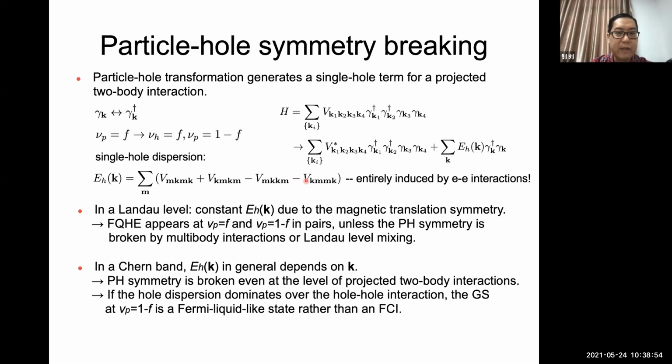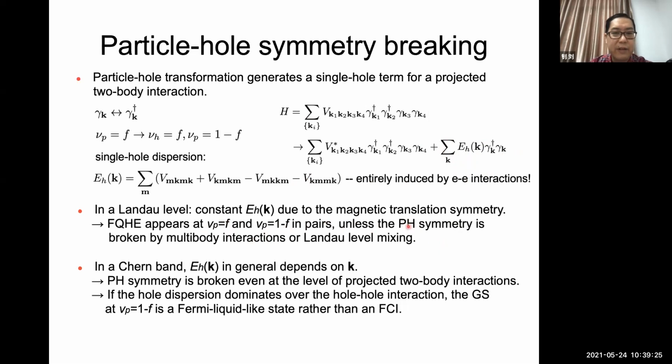In a single Landau level, we can show that this single hole dispersion after the particle-hole transformation is a constant due to the magnetic translation symmetry. So this means the fractional quantum Hall effect must appear in pairs at the electron filling ν and 1 minus ν, because after the particle-hole transformation, the Hamiltonian is just changed by a constant. Well, unless the particle-hole symmetry is broken by multi-body interactions or Landau level mixing.